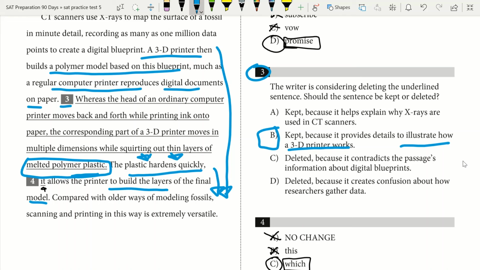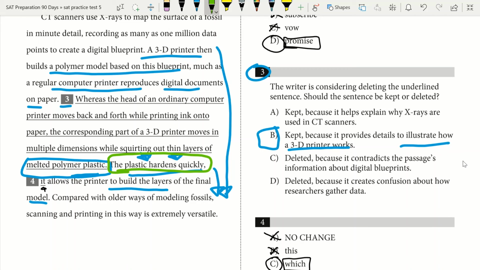The plastic hardens quickly. Well, what plastic? Well, that would be that plastic that is melted polymer. Okay, so we can obviously see using context clues we have to keep this, because if we don't keep this sentence, then the part here, the plastic hardens quickly, will not make sense. So we have to keep that sentence.